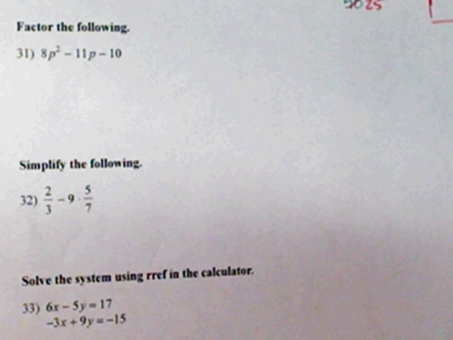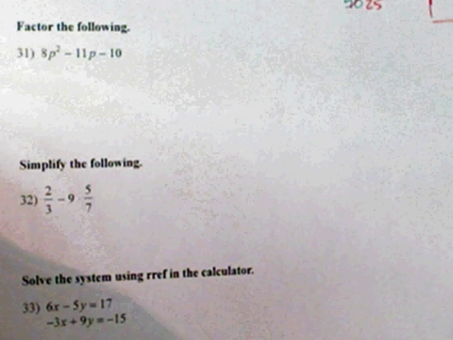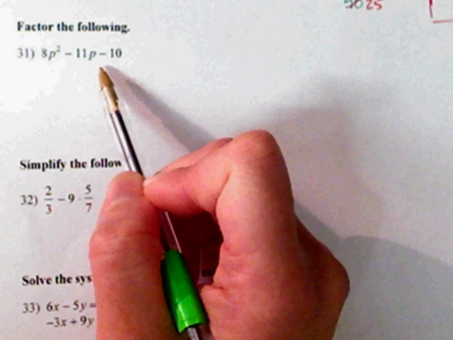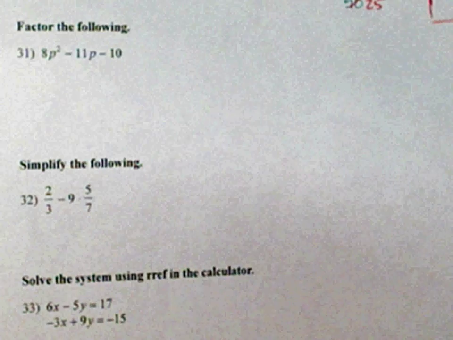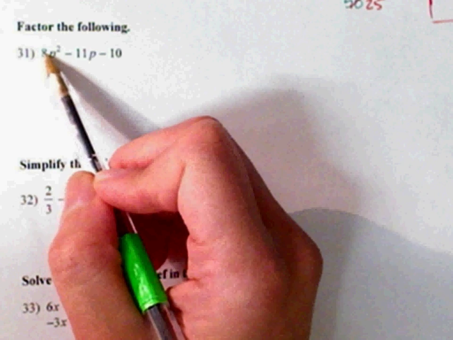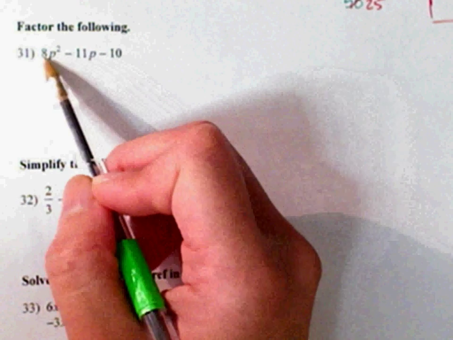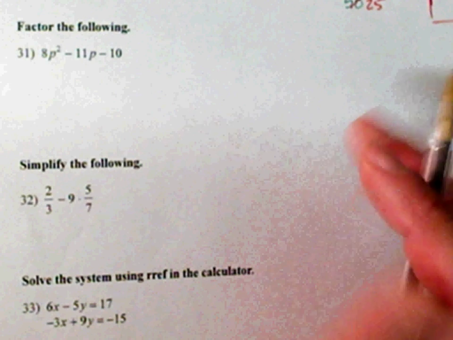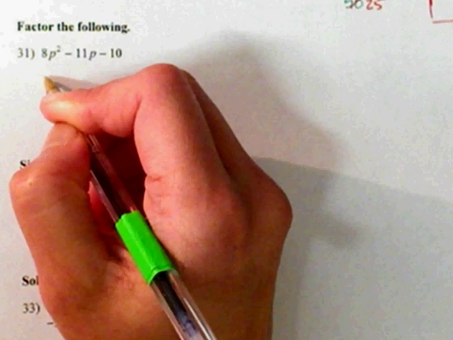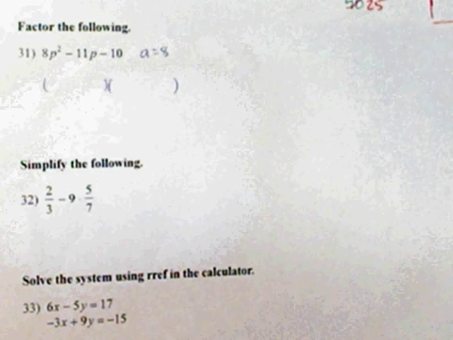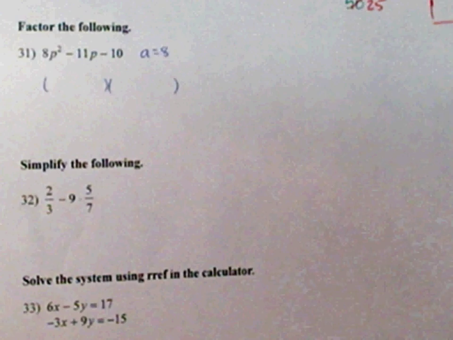All right, number 31, it says factor the following. Okay, here we go. To factor the following, notice there's no equal sign, and your A is not a 1. Also, there's no greatest common factor that goes into 8, negative 11, and 10. Okay, we are going to use the bottoms up method. So go ahead and draw your two sets of parentheses. Know that A is equal to 8 because that is going to come into play later.